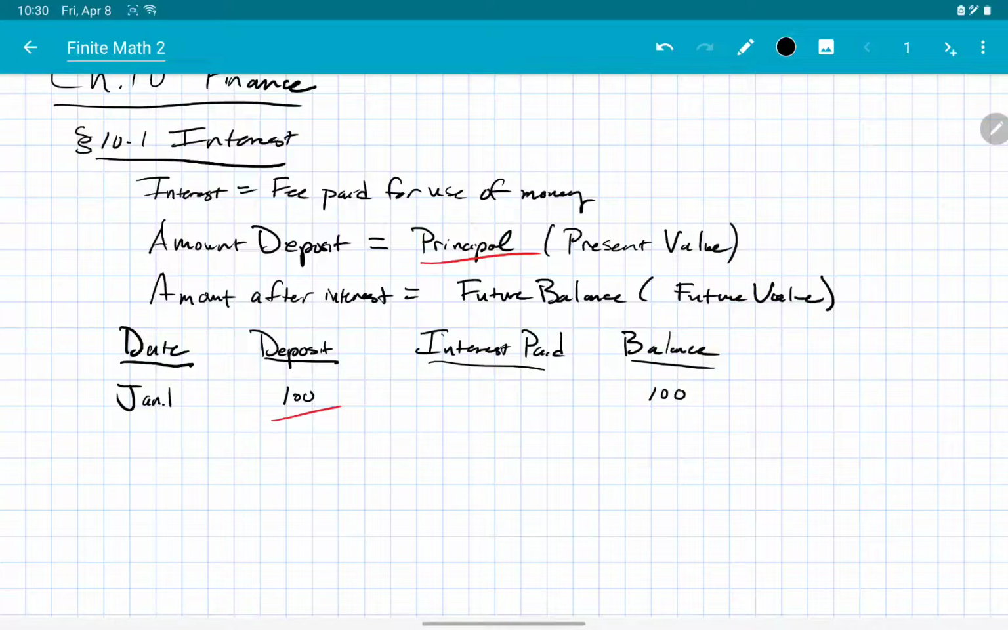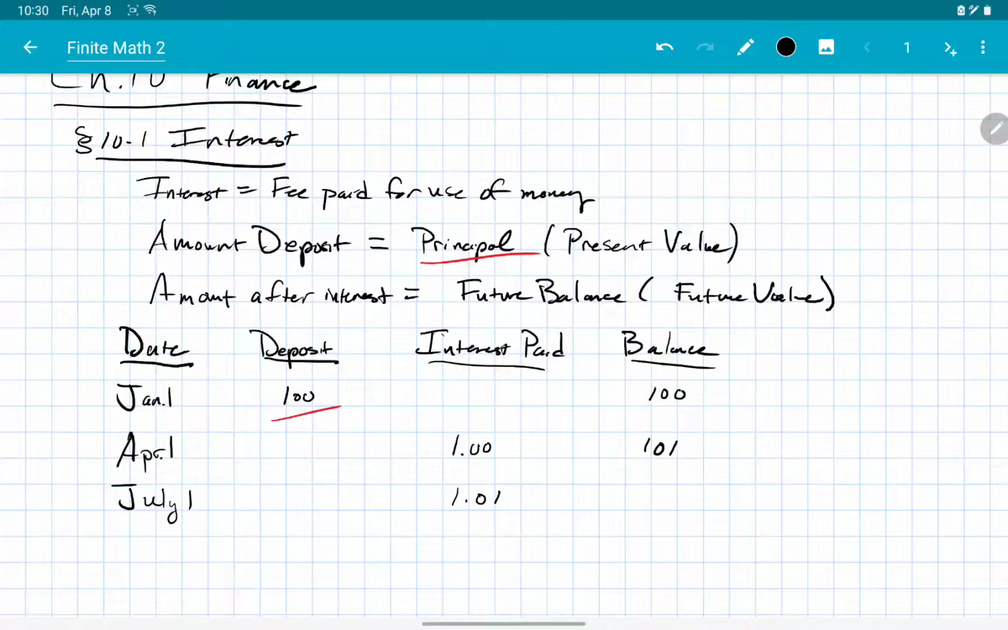Okay, so let's assume that the bank pays out its interest quarterly. So that means on April 1st, you will get some interest earned. And let's say that the interest earned is $1. Then your new balance is $101. Because on April 1st, you will earn that $1 of interest, and now instead of having $100 in the account, you have $101 in the account. 3 months pass, and now you get paid interest again, but instead of getting $1, this time you get $1.01.